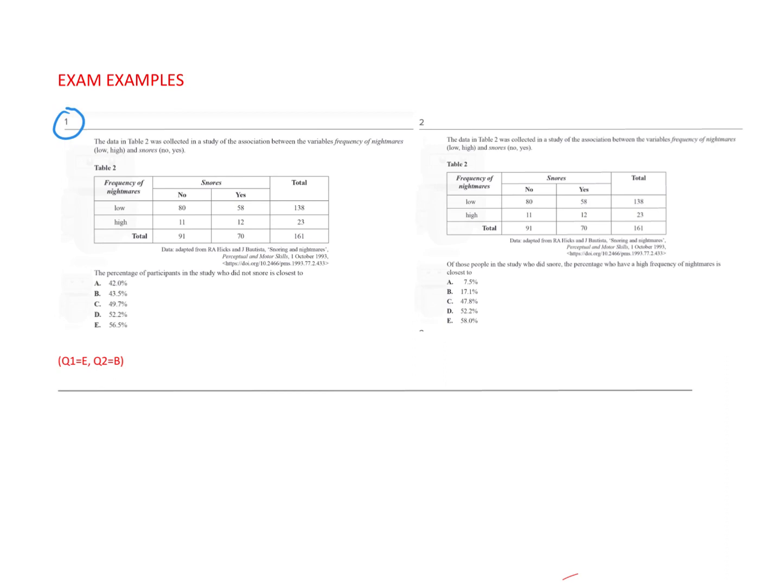In table 2, the data, the study of association between the variables frequency of nightmares, high or low, and whether they snore, yes or no. So you can see this would be EV, and this will be the frequency, this is RV. Okay, because you're looking at the nightmares and stuff. So it says the percentage.